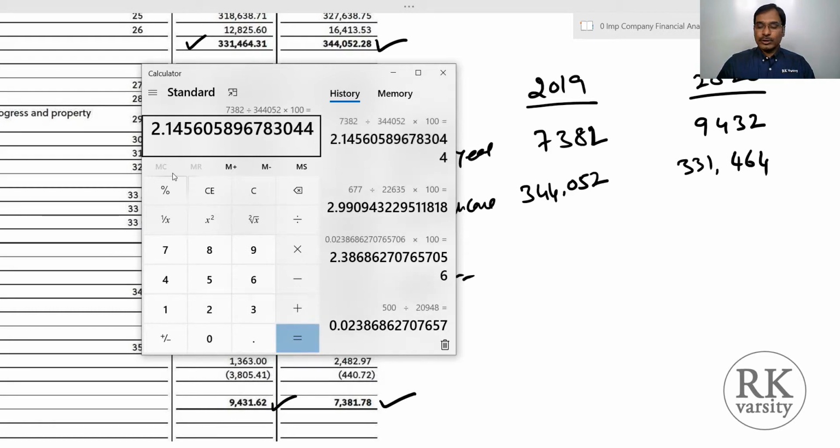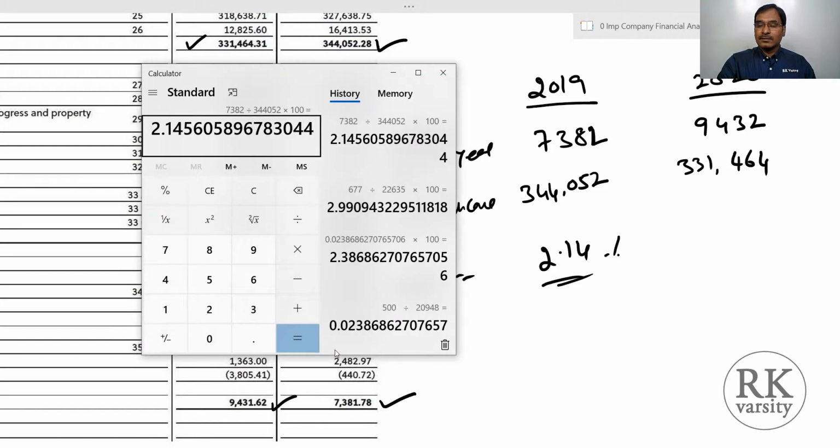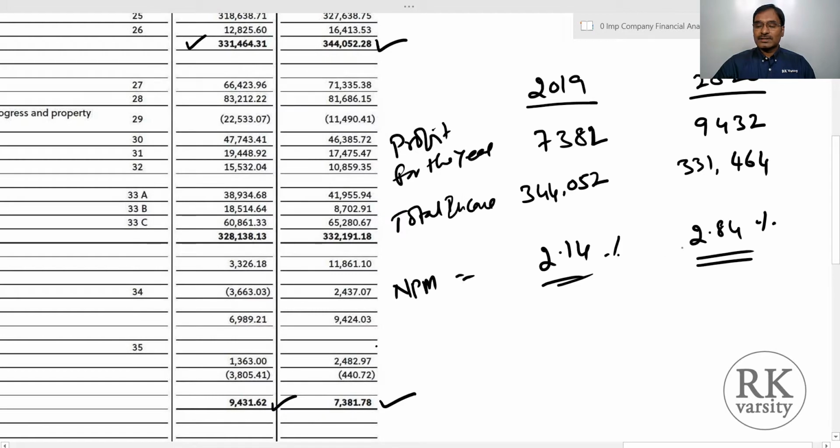So this is 2.14%. And for the financial year 2020, this is 9432 upon 331,464 into 100. This is 2.84. Here also there is a slight increase in net profit margin. However, again, the net profit margin of 2% is very minimal, in the sense the investors are hardly earning 2% of income per year.